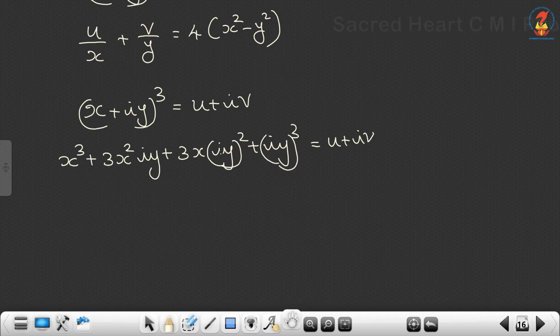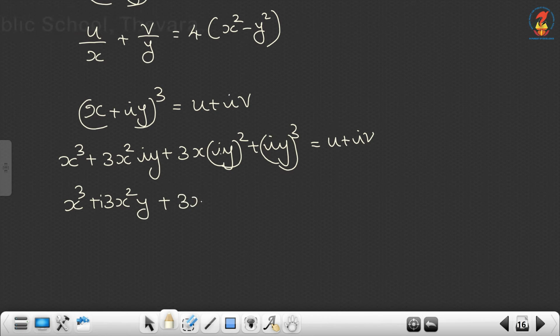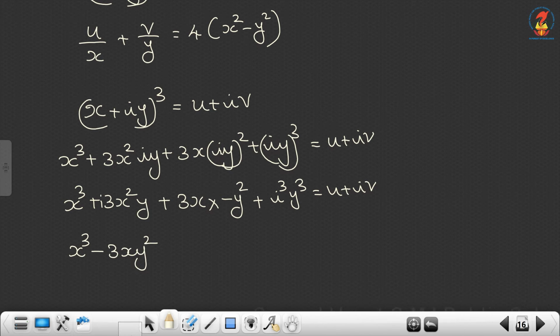Two complex numbers are equal means real part equals real part, imaginary part equals imaginary part. But this is not in the form a + ib, so we have to simplify again. x³ + 3x²(iy), so this is an imaginary number, plus 3x into i², which is minus 1, so it is minus y², plus i³y³. So this is the real part: x³ and minus 3xy². These are the real part.